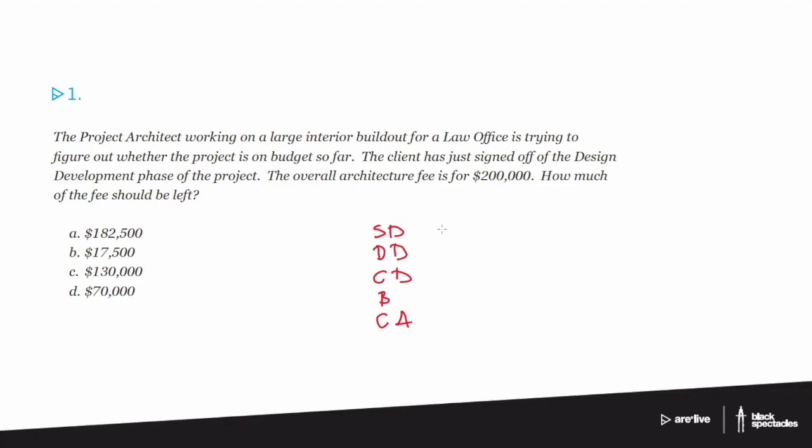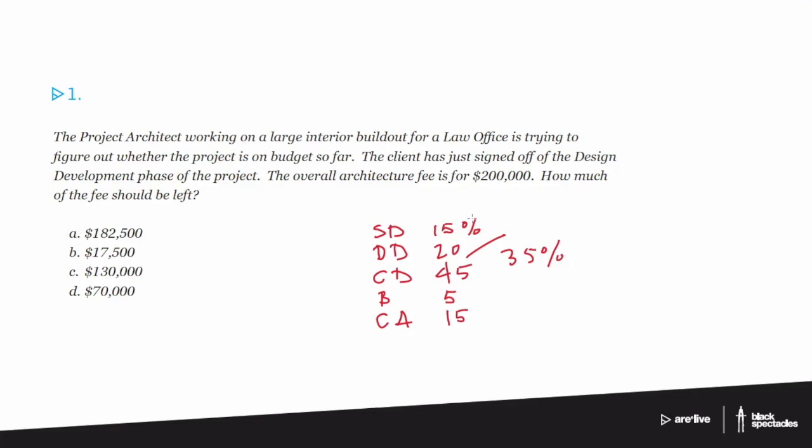It might be a little different in the future, but right now, the way most people would talk about this would be to say that SD is approximately 15% of the overall budget. DD is approximately 20%. CDs is approximately 45%. For bidding, you set aside about 5%, and that leaves 15% for CA. So if we were at the end of DD, which is what it's asking for here, since the client has just signed off on the DD phase, that means we're 35% of the way through.